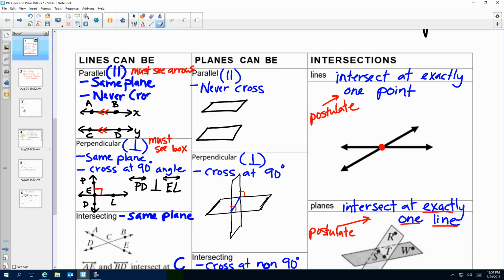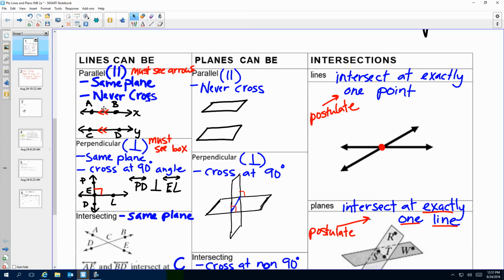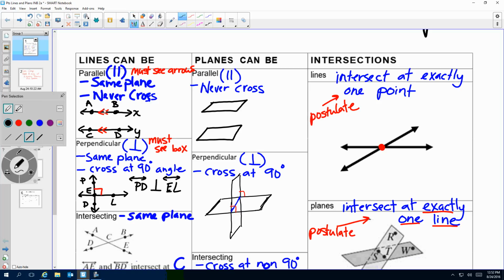The lines never cross. They have to have the same set of arrows to show that they're parallel. I have two arrows written on this one. As soon as I draw another set of lines with a different set of arrows, like maybe only one, then I'm showing a different relationship. They're parallel, but not parallel to the ones before. The other two I did were parallel to each other, but they weren't parallel to these two.